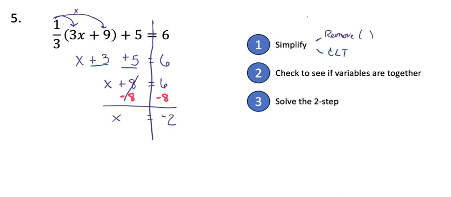So again, remove parentheses, so distribute. Combine like terms if possible. Then we check for our variables. And last, we solve our two-step, or if you get lucky like this one, you only had one step.